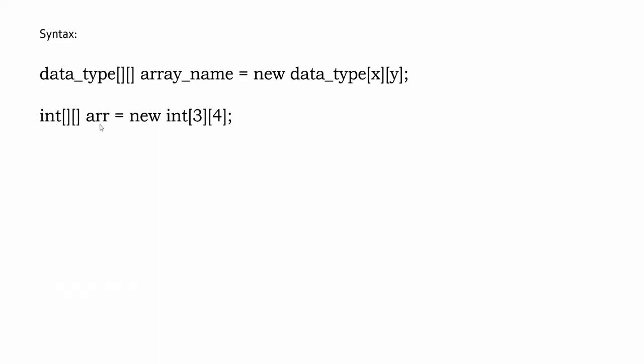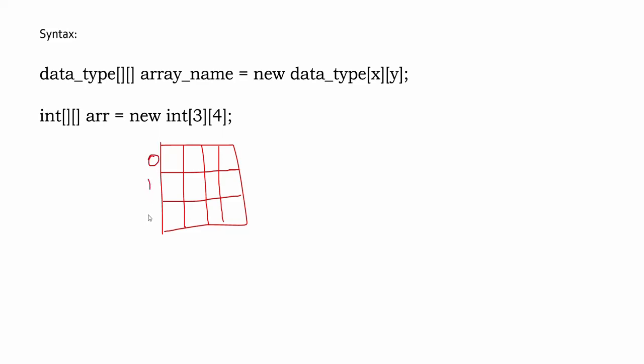Here we are defining an integer type with rows and columns 3 and 4. How does it look? Say here we have 1, 2 and 3. So 3 is the number of rows, and then 4 columns, 1, 2, 3, 4. This is the 0th index, this is the first index, and this is the second index. Column wise, 0, 1, 2 and then 3.